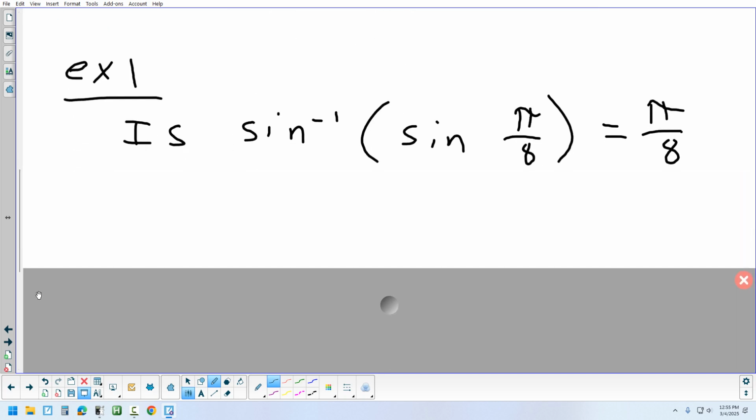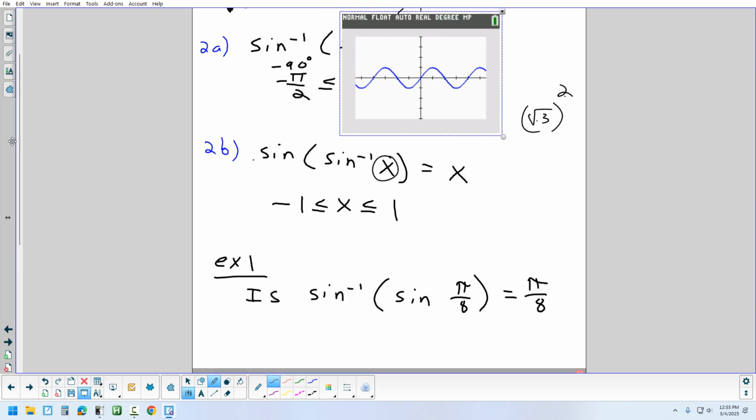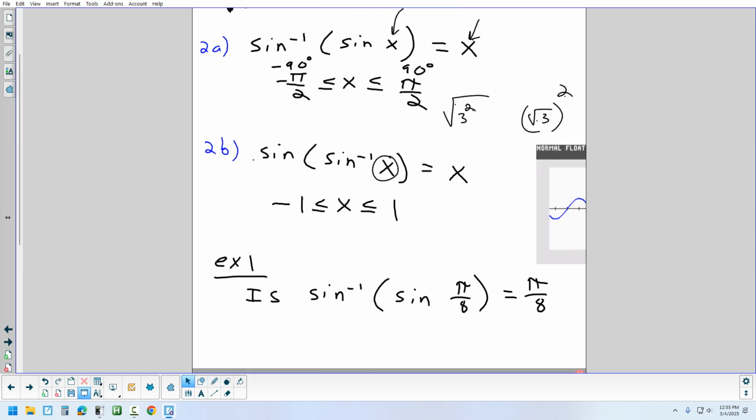So this is the kind of question you would see on the test. It says, is the inverse sine of the sine of pi over 8 equal to pi over 8? So the answer is either yes or no. First thing we want to do is look at your formulas and figure out, is this formula 2a or is it 2b? It's 2a. The inverse is on the outside. What does it say we're supposed to be between? Negative 90 and 90.